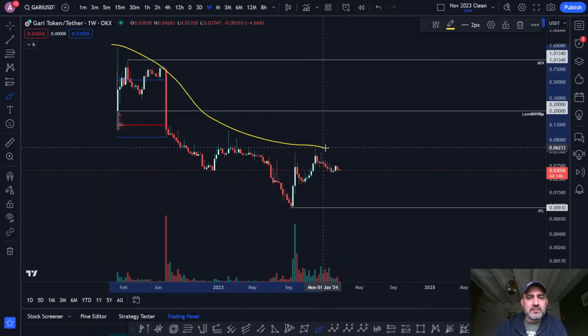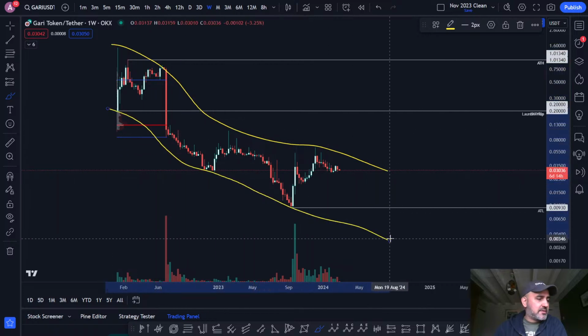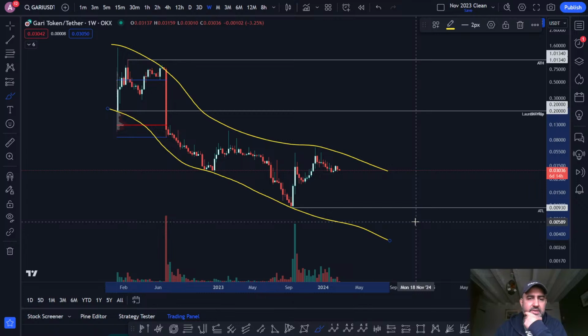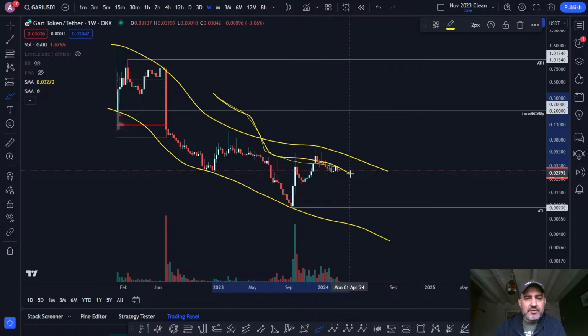Okay. Where's the trend? Look, I'll show you the trend. Lower highs. Lower lows. That's your trend. Where's the strong uptrend? I don't see a strong uptrend. There's no strong uptrend on this, my friends. This is a strong downtrend. Look at the moving averages. That's the weekly 50 moving average. Look how strong that is. That's a strong downtrend.